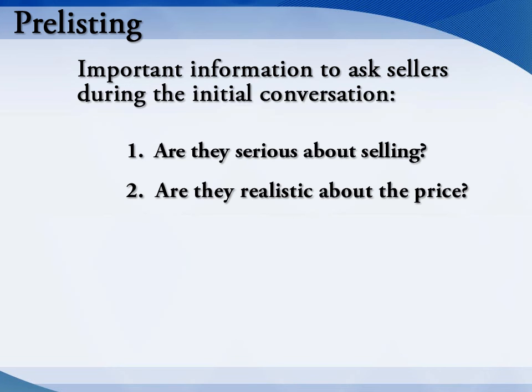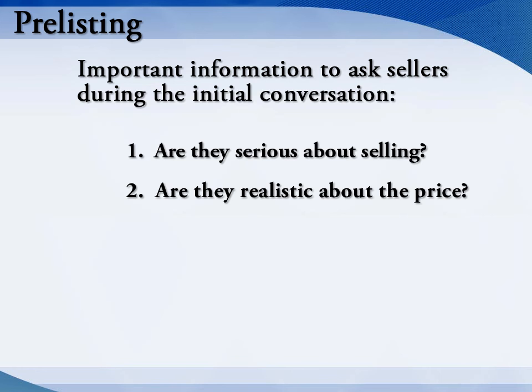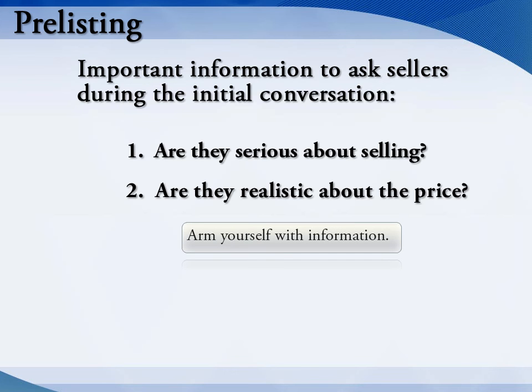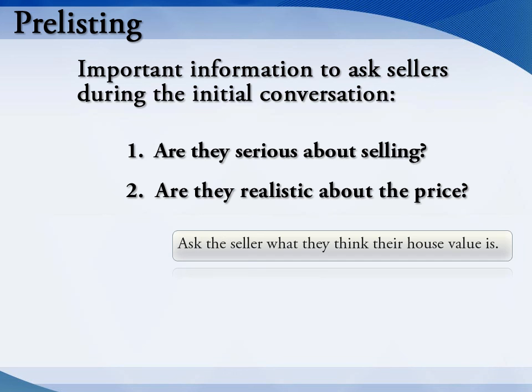Thanks to the internet, sellers today are more informed than ever because they have access to all sorts of information. Chances are that sellers have some idea or some number in mind of what they think their listing price should be. It's going to be very beneficial for you to find out before the listing presentation what the sellers think their house's value is. Even though sellers have access to a lot of information, much of that information is going to be inaccurate and outdated. You can easily be caught off guard at what sellers think their house is worth.